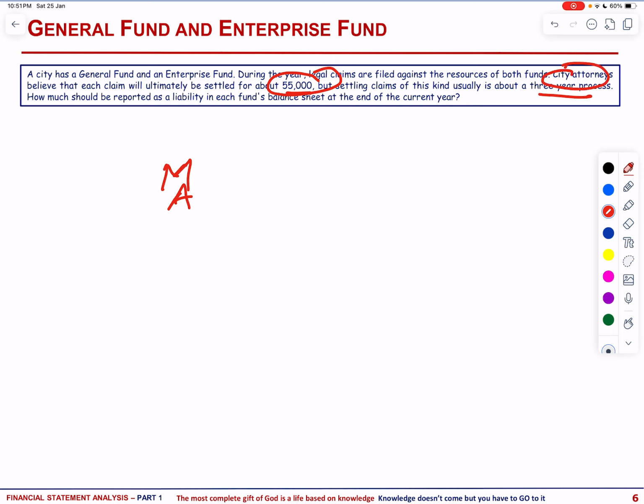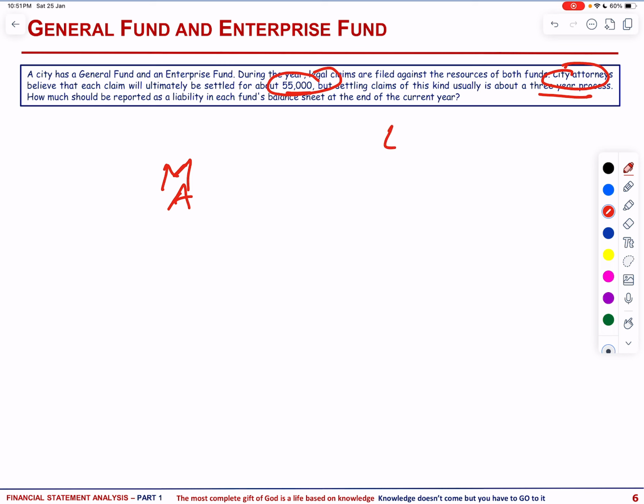Now, since the claims are not expected to be settled within the current fiscal year or within 60 days after the year end, they are not considered available for recognition in the general fund's balance sheet under modified accrual basis. So, under the general fund accounting rule, the city will not report a liability for the legal claims at the end of the current year because the claims will not be settled within the available period.